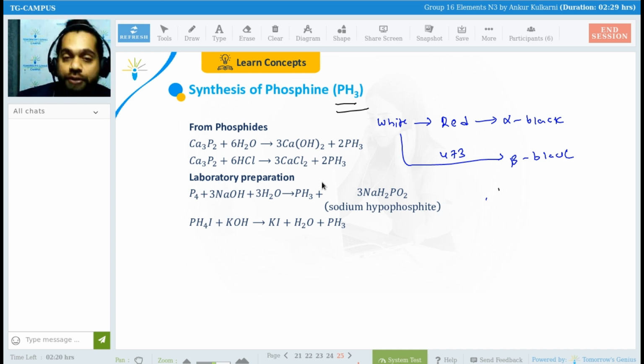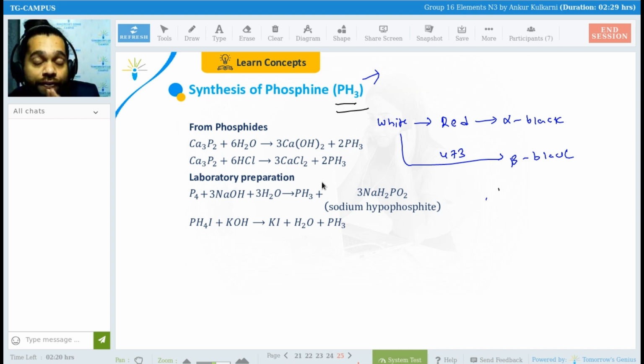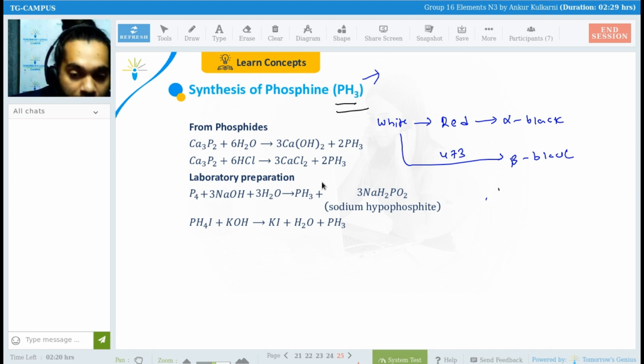Today we are going to start with the phosphine, the PH3 phosphine, and then the remaining compounds. So first, let us start with the phosphine.